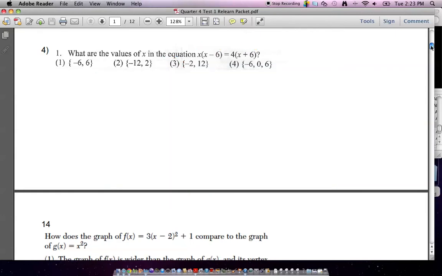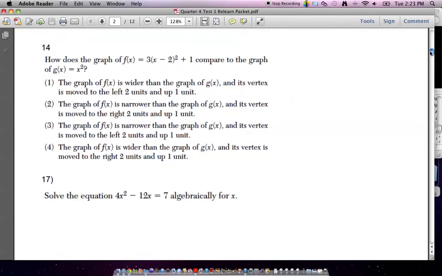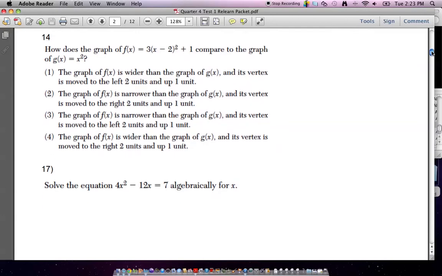Okay, so now we go to the next one. Functions and quadratics. How does the graph of f of x equals that compare to g of x? Well, the first thing I notice is that there's a 3 in front, which means it's going to be more narrow. So f is more narrow. The multiplying by 3 tightens up that parabola.